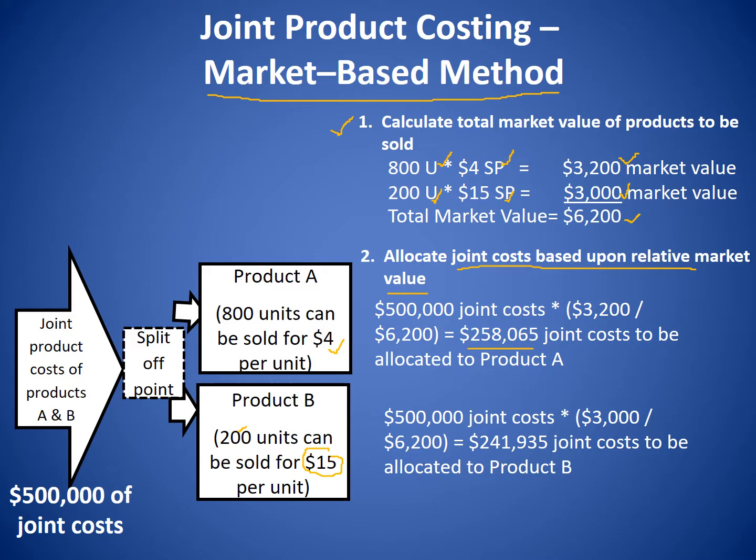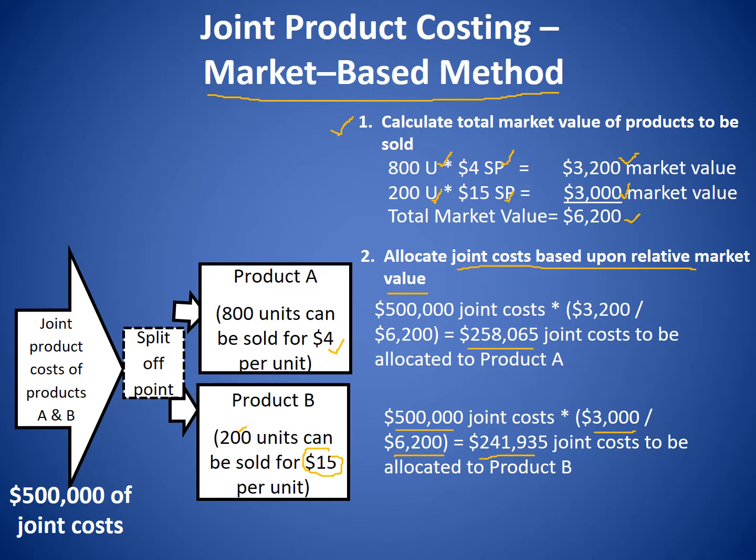We're going to do the same thing for product B, the $500,000 of joint cost. In this case, we're going to allocate it based upon the $3,000 market value divided by the total market value of 6,200. So that's going to come out to $241,935 of joint cost to be allocated to product B. So that's a market-based approach.